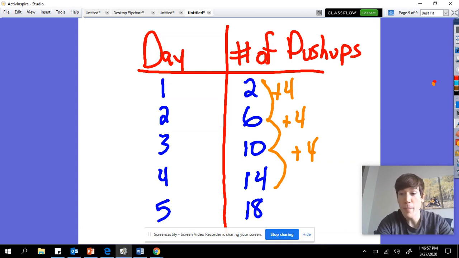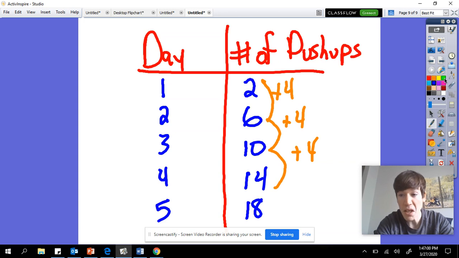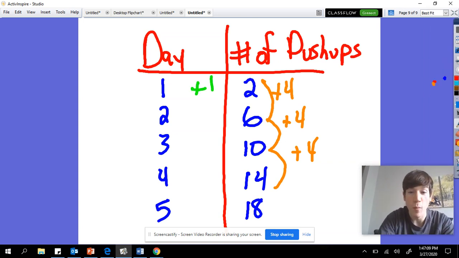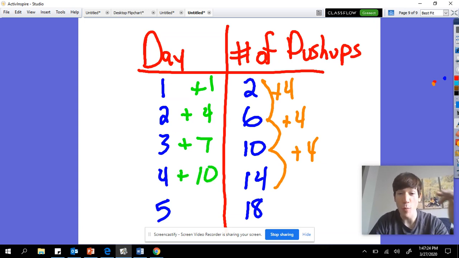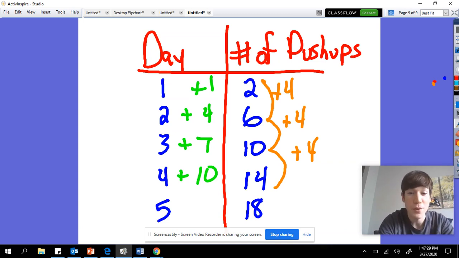Now, you may find other patterns here as well. One pattern that you also may recognize is that if we look across this chart from day to number of push-ups, notice here if we add 1 plus 1, we get 2. Here, if we add 2 plus 4, we get 6. Here, 3 plus 7, we get 10. 4 plus 10, we get 14. You'll notice from 1, 4, 7 to 10, that number is going up by the same number each time too. Each of these are going up by 3. From 1 to 4 is 3, from 4 to 7 is 3, from 7 to 10 is 3.